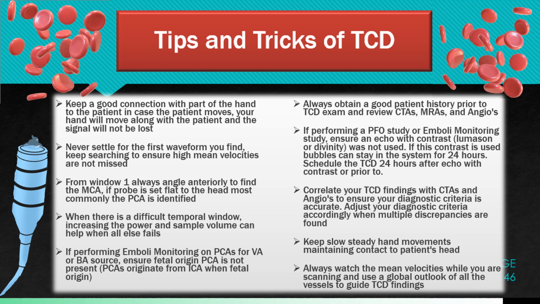If you do perform emboli monitoring on PCAs for verts or basilars, for dissection or anything with the vert and basilar, ensure that the patient doesn't have a fetal origin PCA. So a fetal origin PCA is when the PCA is still originating from the ICA. So it would be pointless to monitor the PCAs in situations for verts and basilar on patients whose PCAs are coming off of the ICA.